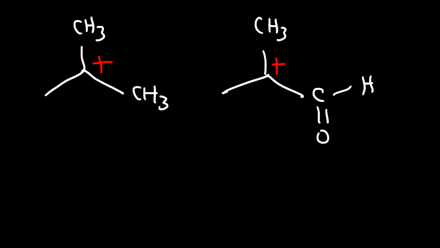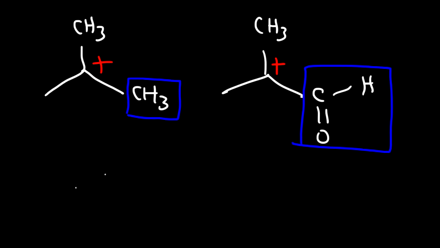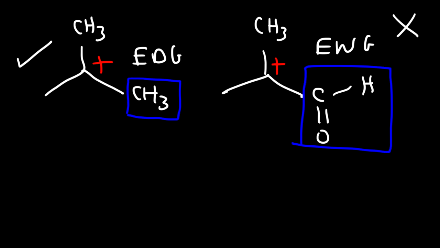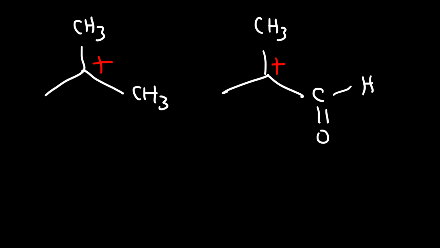Now we know that a methyl group is a weak electron donating group, but the carbonyl group is an electron withdrawing group. Electron donating groups help to stabilize a positive charge, so this is good. Electron withdrawing groups destabilize a positive charge, but they can help stabilize a negative charge. So this is bad in this case. And you could tell that it's bad because if you draw the resonance structure for it, notice what's going to happen.